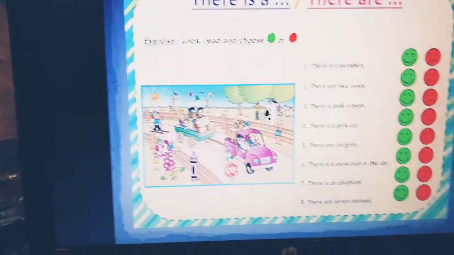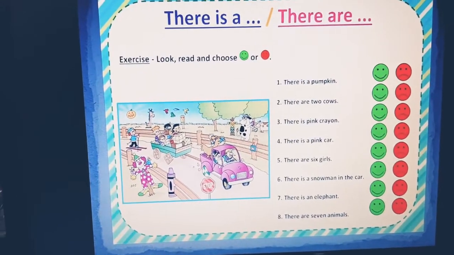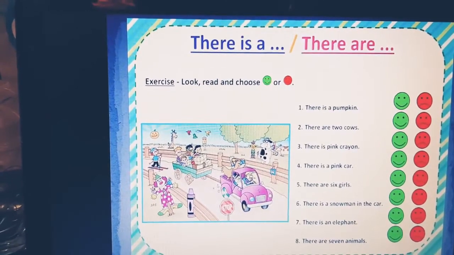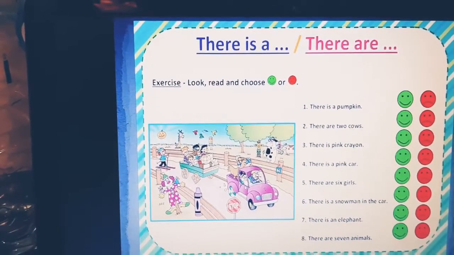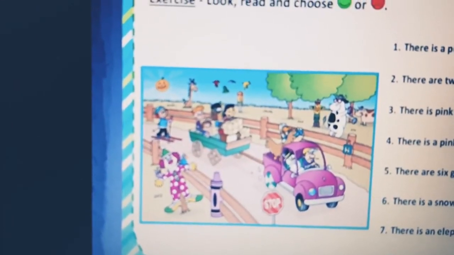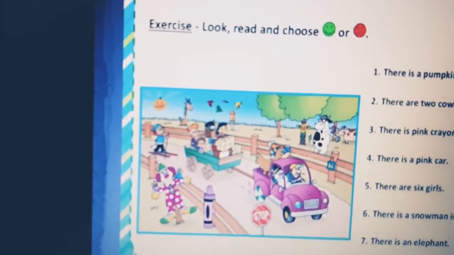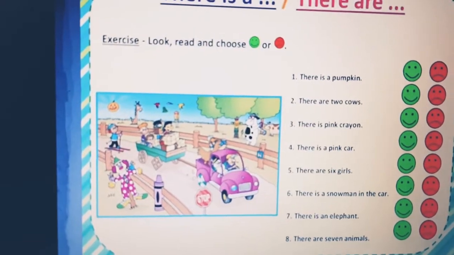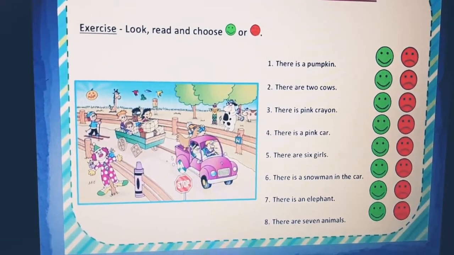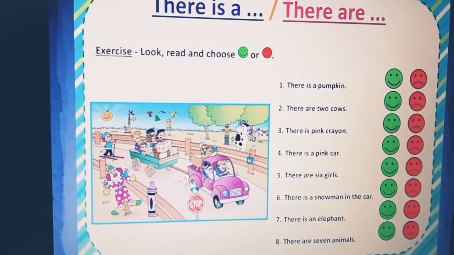Now, help me, this is an exercise for you. Look and read, then choose. You have a green happy face when the sentence is okay, and a red sad face when it's not correct. Check the picture. Well, we will start now. The first one, there is a pumpkin. There is a pumpkin here. What do you think? Green or red face? It's time for yourself. You're thinking.